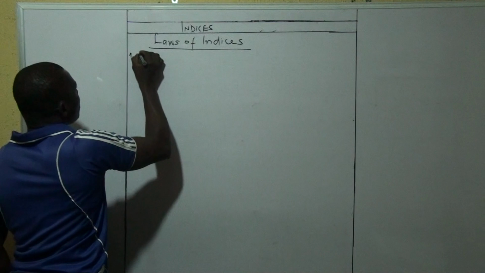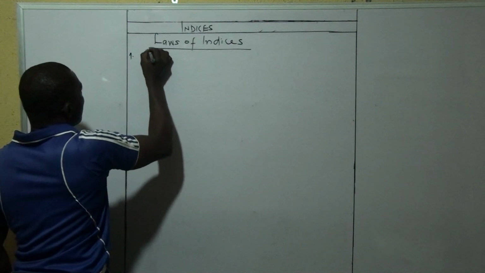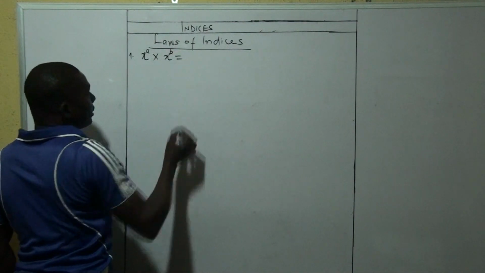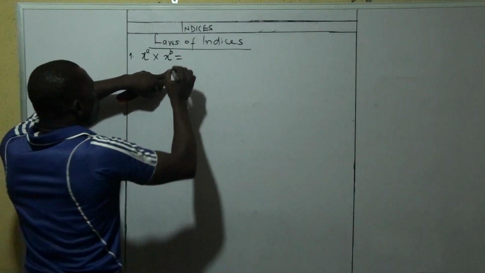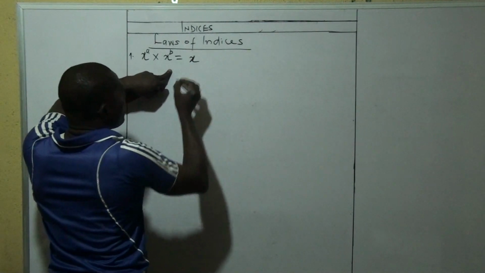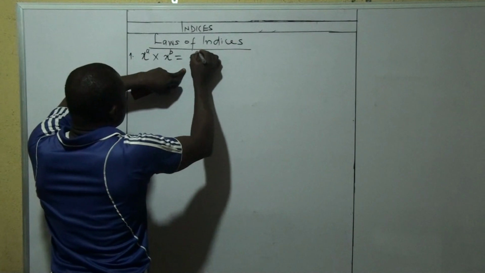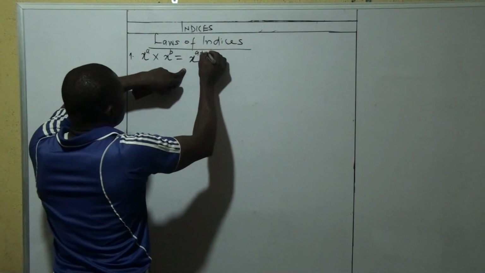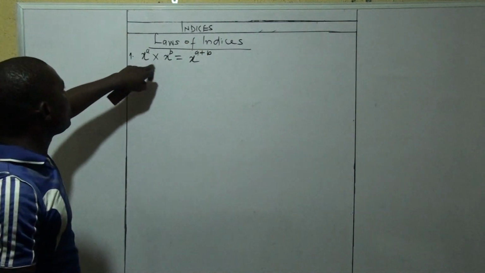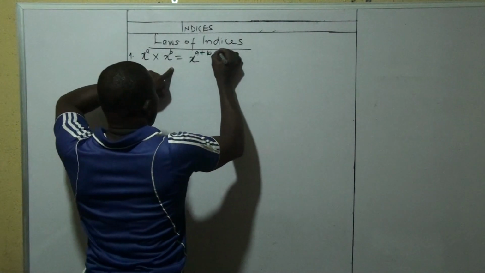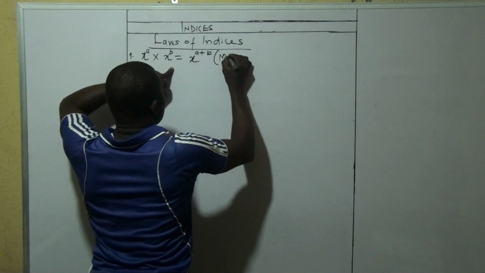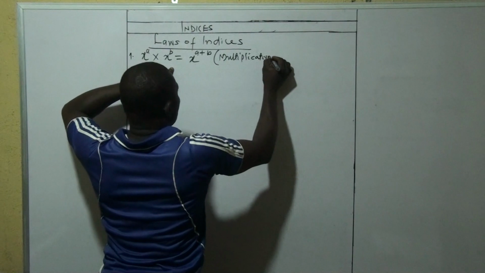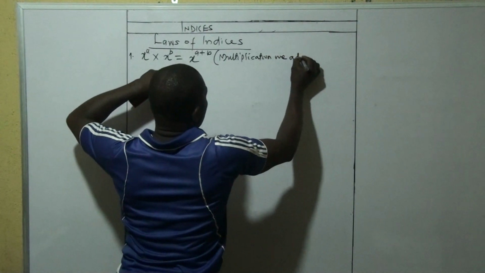First, the first law. If we have x raised to the power a times x raised to the power b, since the bases are the same, we take the base as one and add each of the indices. So multiplication, we add.